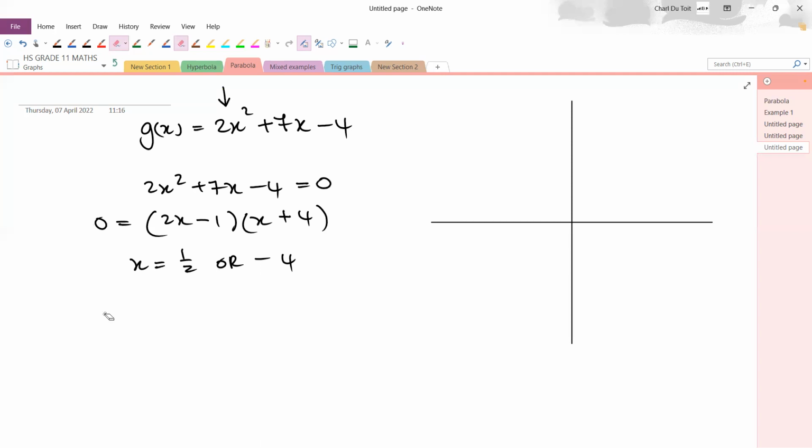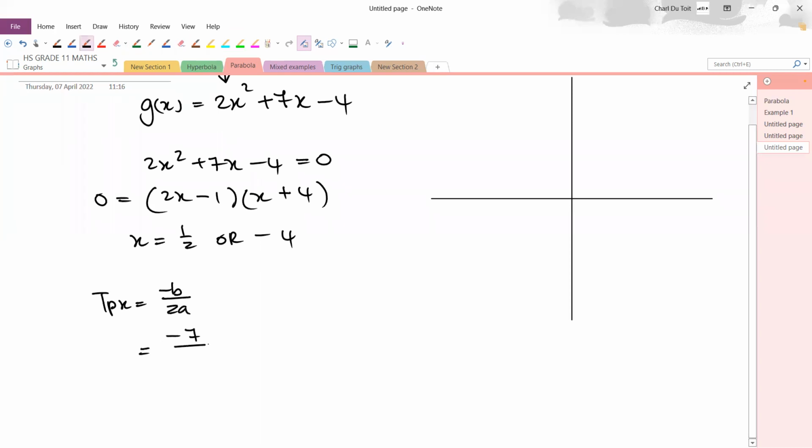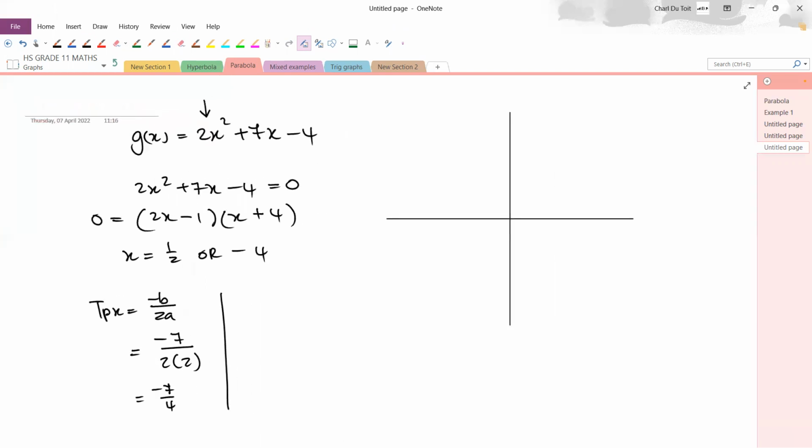Okay, so look at this. The turning point x value is -b/2a. So that's -7/(2 times 2), and that's -7/4. Okay, that I got, but I don't know how I got that right and the other one wrong. Well, you will get that even though you factorized wrong, because you're determining the turning point from the start again.